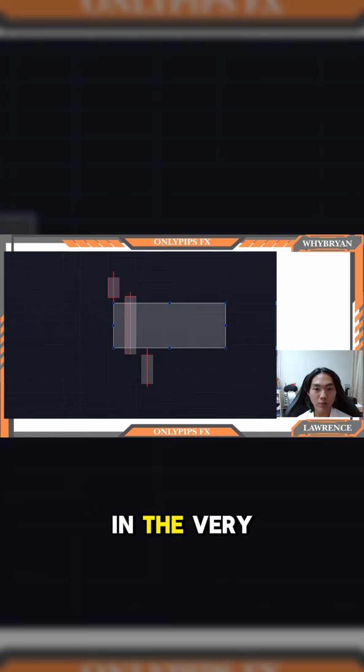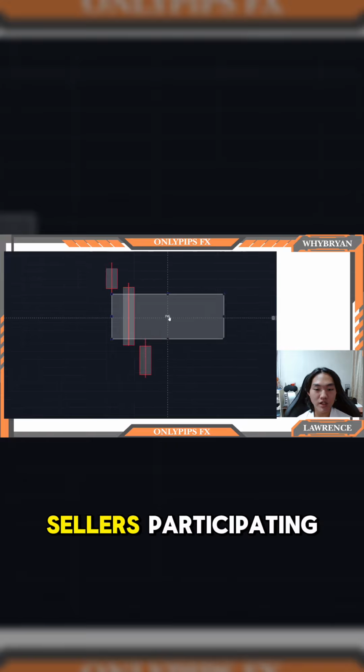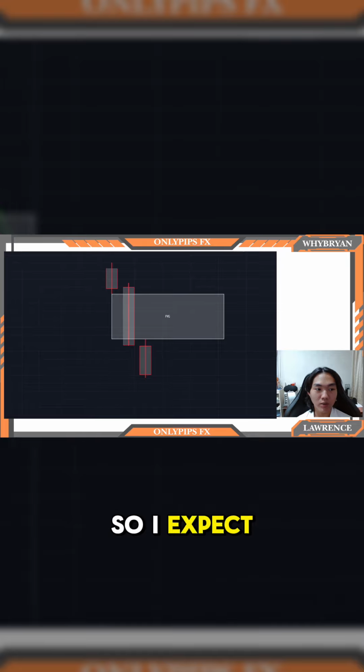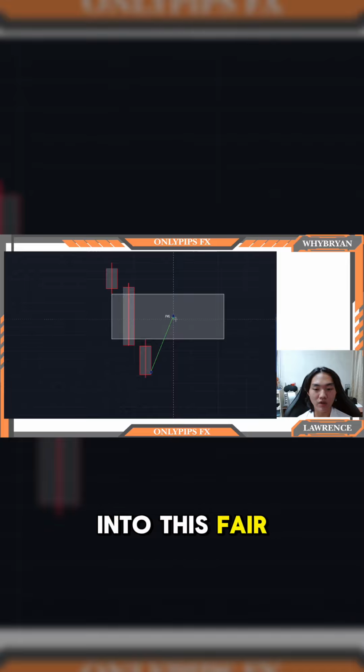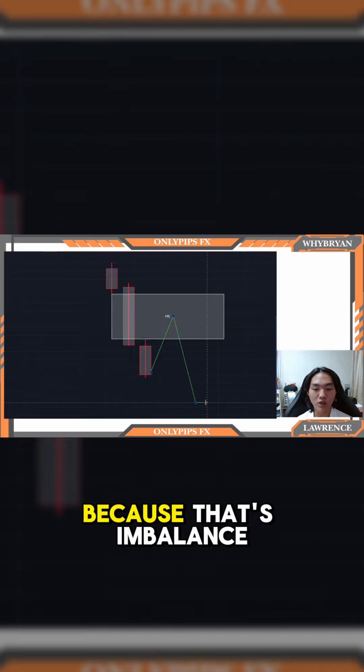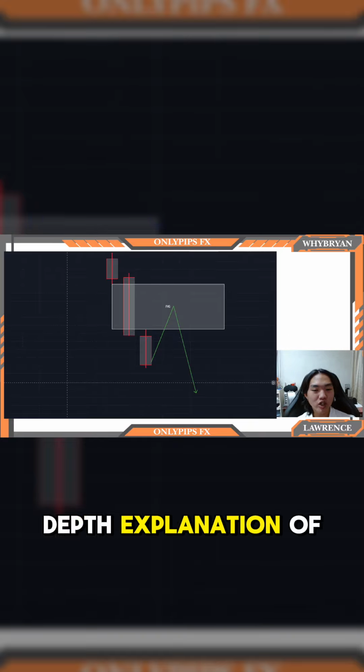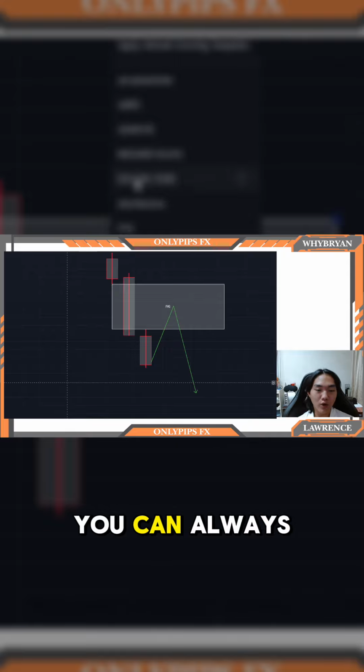So basically now in a bearish fair value gap, there are too many sellers participating and not enough buyers participating. So what I expect price to do is go back up into this fair value gap, retrace back up into this fair value gap and continue lower, because there's imbalance again, just like I explained earlier.